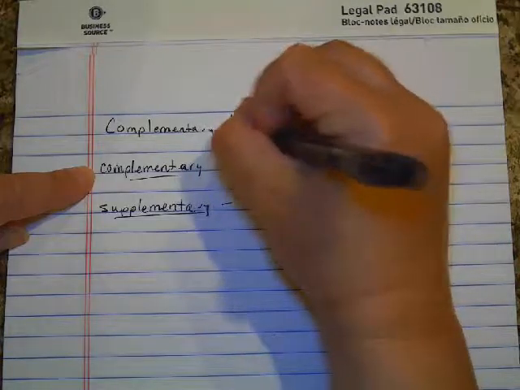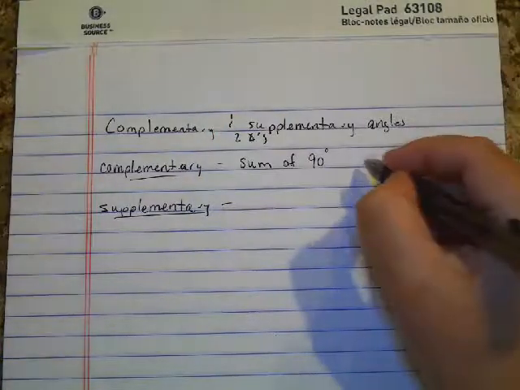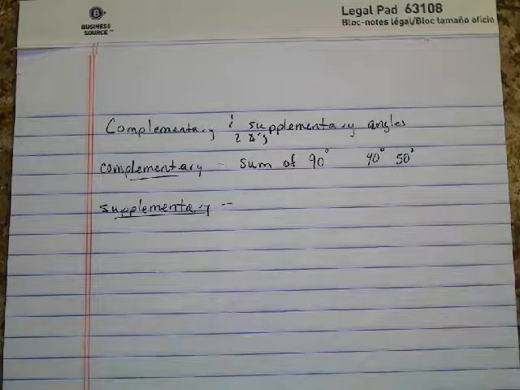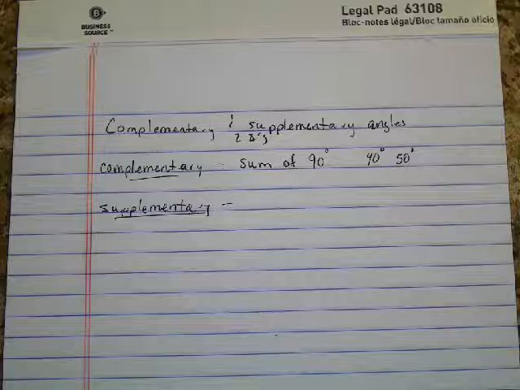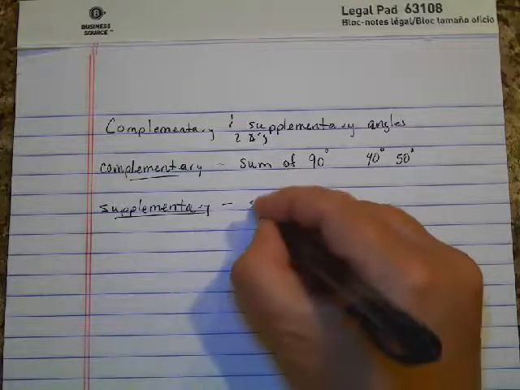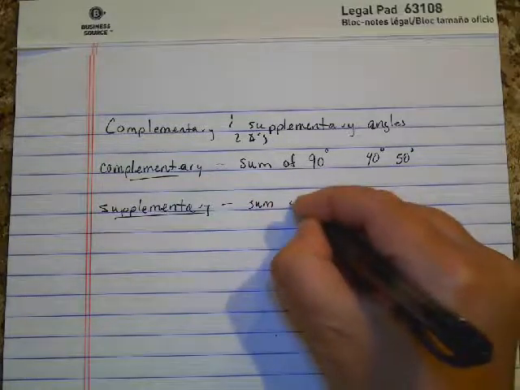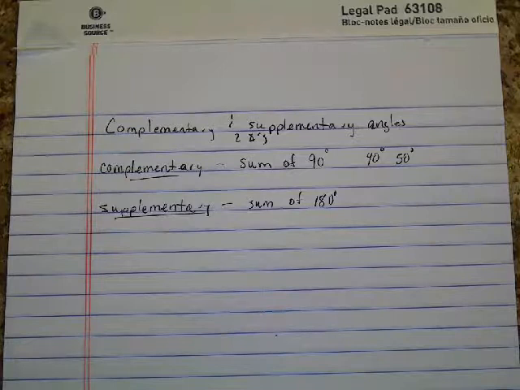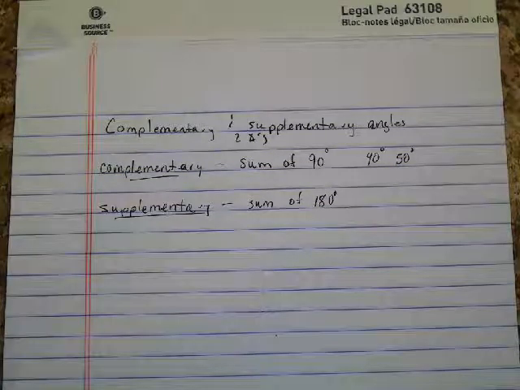So, complementary angles could be like a 40-degree angle and a 50-degree angle because they would add up to 90. And supplementary angles are the sum of two angles that are 180 degrees. So complementary is 90 and supplementary is 180. But when we talk about radian measure, we have to convert that.